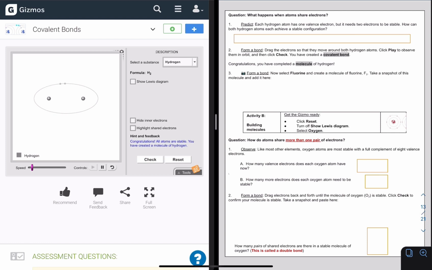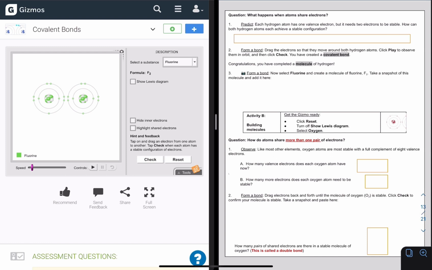Number 3, we're going to form a bond, but we're going to do this with fluorine instead. So this is your turn to practice this. You're going to move those electrons around to try to create a molecule of fluorine. Once you do that, take a screenshot of this, put it in this section, and remember you can check by clicking that check button. We're going to move on to activity B, building molecules.